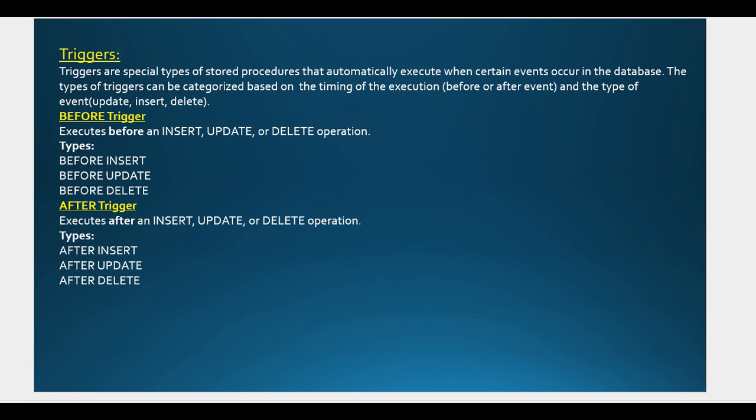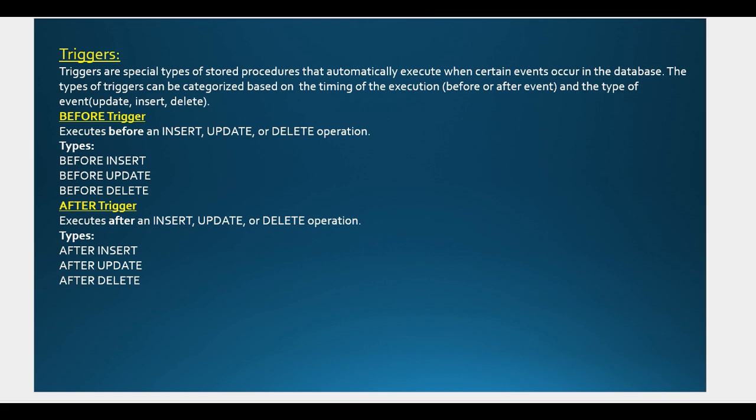A before trigger executes before insert, update, and delete operations. So before insert, it will validate the data before the insert, and likewise before update and before delete. An after trigger executes after insert, so whenever we insert, after execution it will validate that. Similarly, after update and after delete.